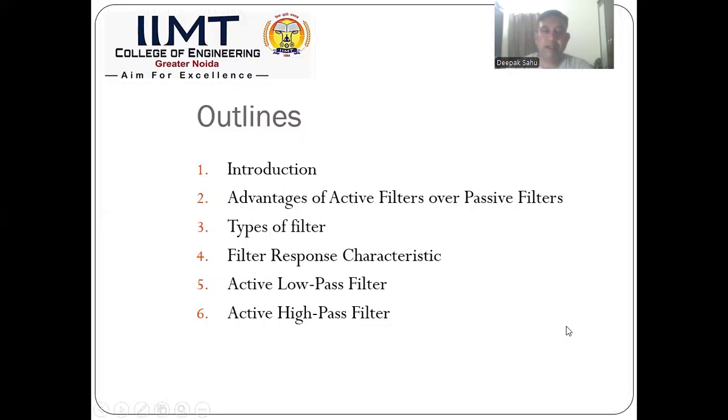So, first we will see an outline of today's presentation: a basic introduction, then advantages of active filters over passive filters, then a brief summary and types of filters, and filter response characteristics. For today's lesson, we'll be discussing mainly the active low-pass filter and active high-pass filter. Furthermore, band pass, band reject, and notch filters we'll be discussing in subsequent lectures.